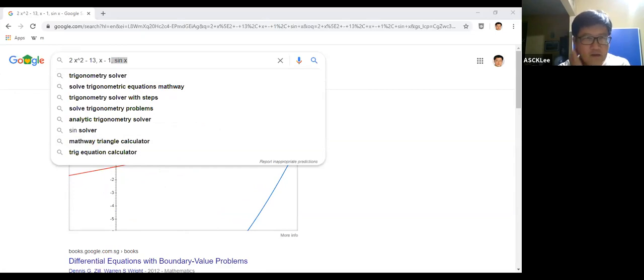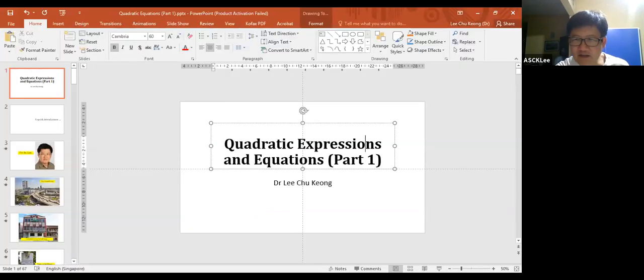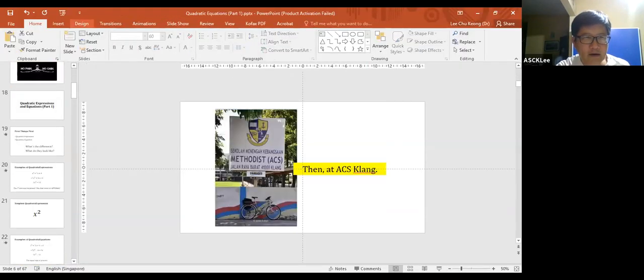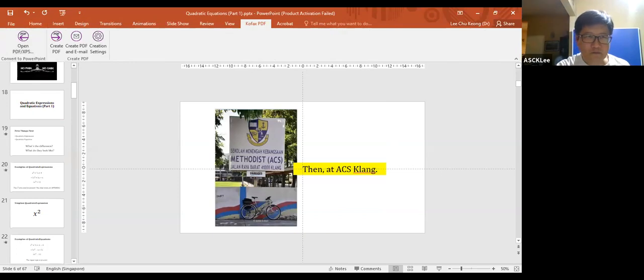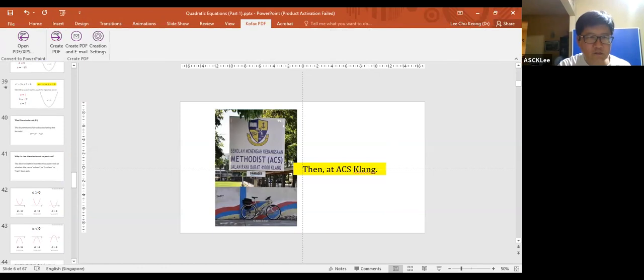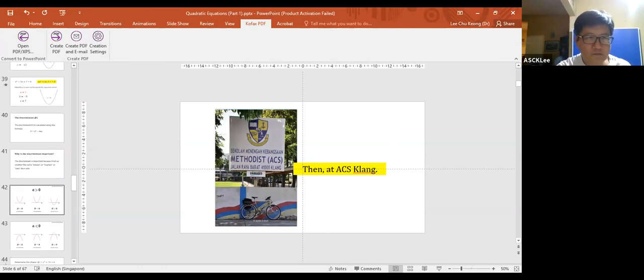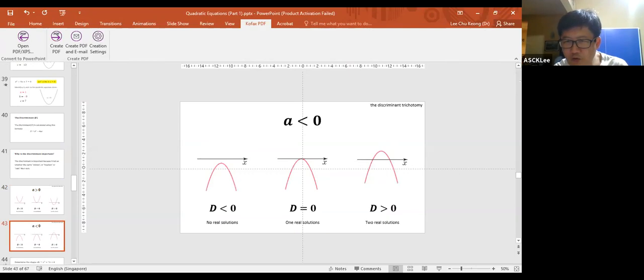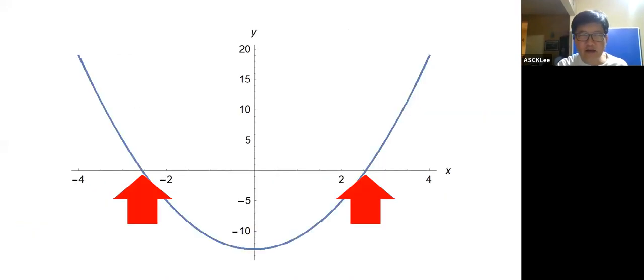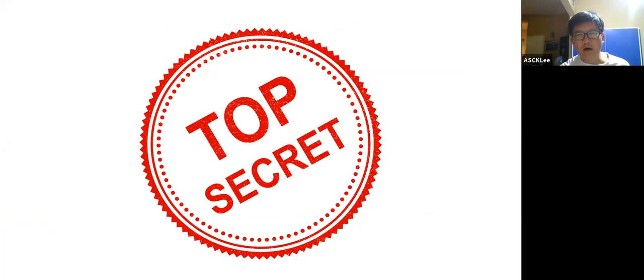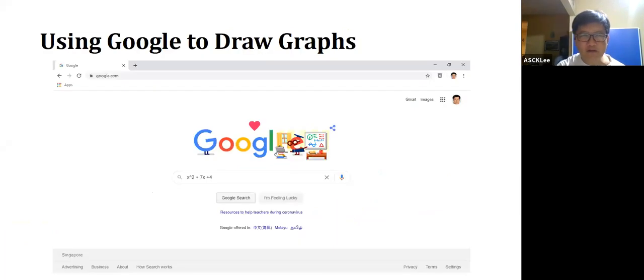Okay, this is the slides back. Where am I? Let me get back to the slides. I've gone through all this stuff already. So let's just go to the top secret kind of systematically. The first thing is you can use Google to draw graphs, and that's how you do it. Just put x squared plus 7x plus 4 here, and Google starts to draw already. No problems, very easy to draw graphs.